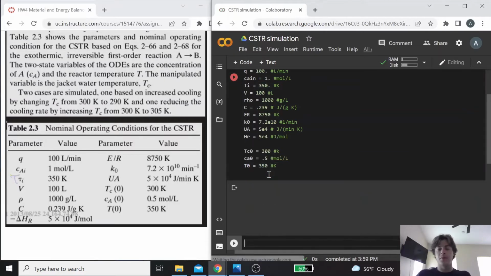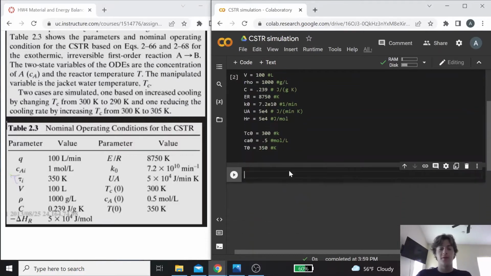So now what we need to do is define the right-hand side of our equation to be able to solve it using solve_ivp. So solve_ivp always takes time as the first input, and then we will have a vector of our unknowns. We can go ahead and unpack this vector. It will be our concentration and our temperature.